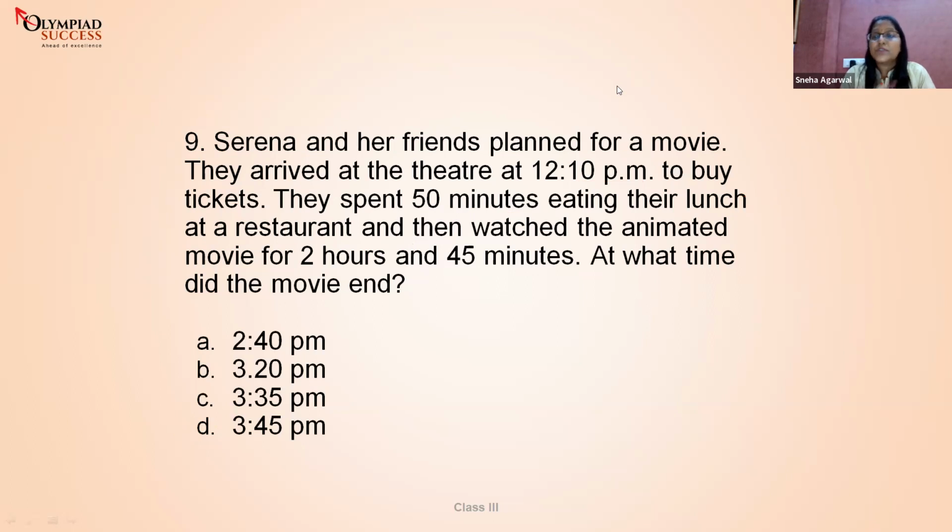Many of the students make a blunder over here. What they do is they start counting from 12:10, the time when they are reaching the theater to buy the tickets. No, it's not the time that they went to watch the movie. At 12:10 they are just reaching the theater, and after that they are also having their lunch. So you are not going to count that time for the movie. After that you will be counting 2 hours 45 minutes. So 1 p.m. plus 2 hours 45 minutes makes 3 hours 45 minutes. That means 3:45.